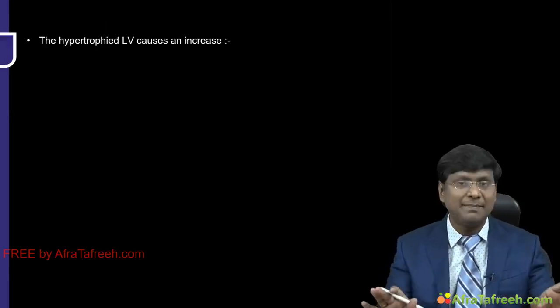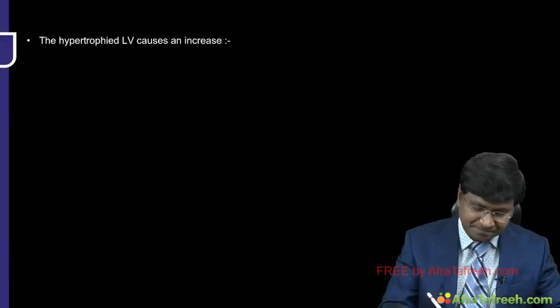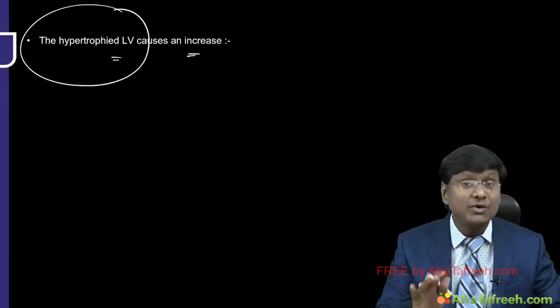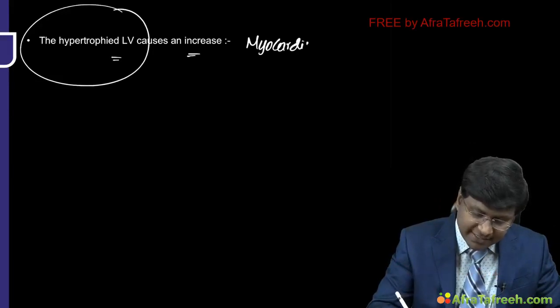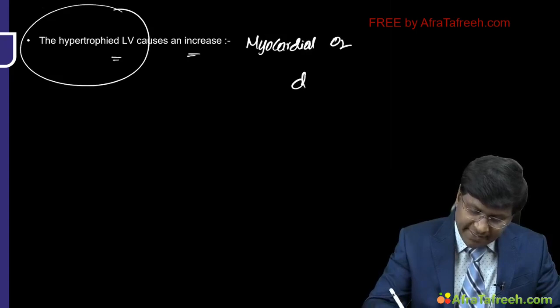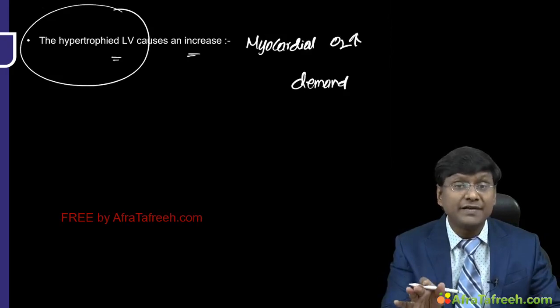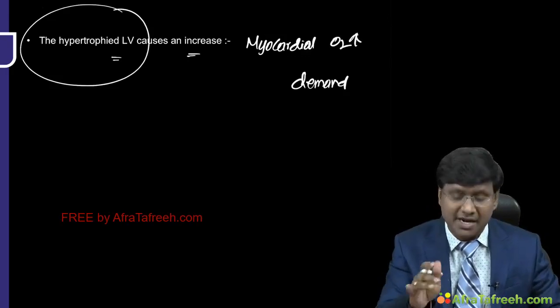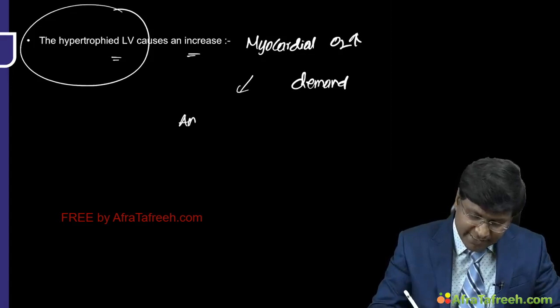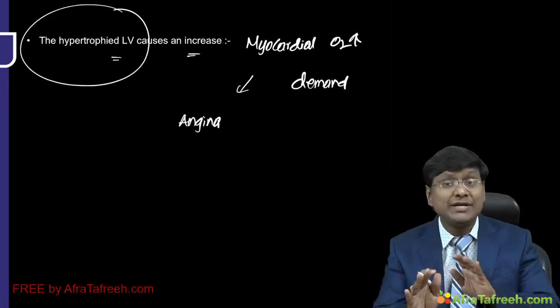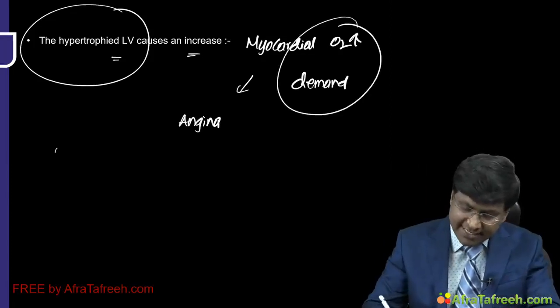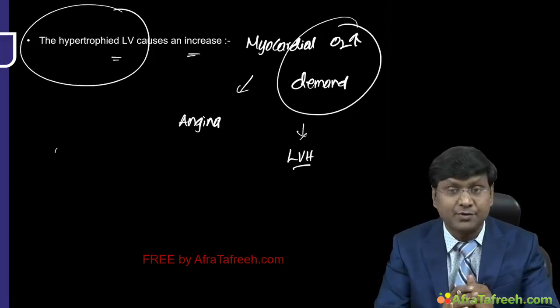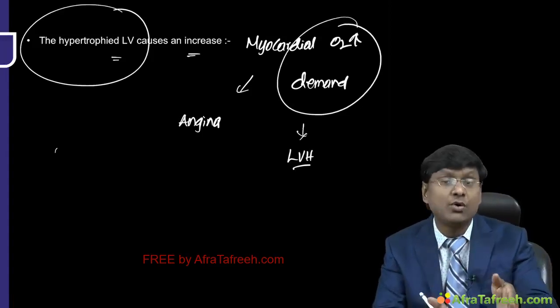So that is one part of the pathogenesis. The next part is the hypertrophied LV. It causes an increase in the myocardial oxygen demand. Because of the increase in the myocardial oxygen demand, the patients will develop angina. So it is actually a mismatch. There is hypertrophy, where there is increased oxygen demand due to left ventricular hypertrophy. And at the same time, there is coronary artery disease.